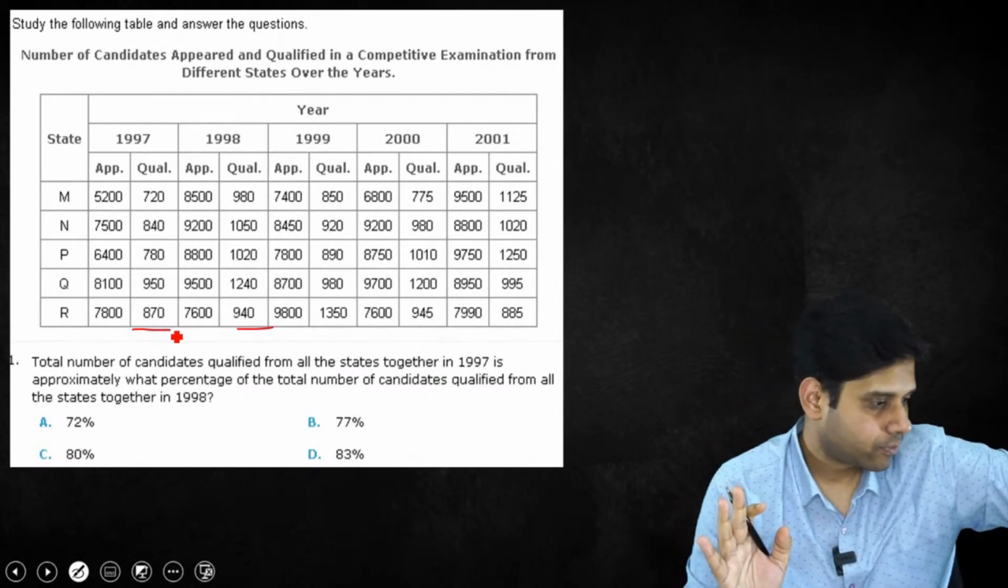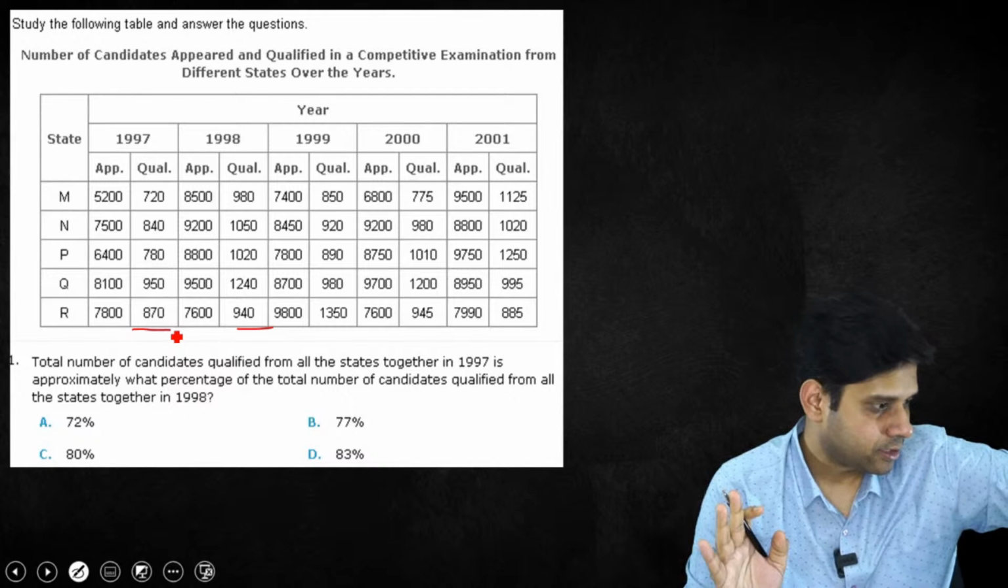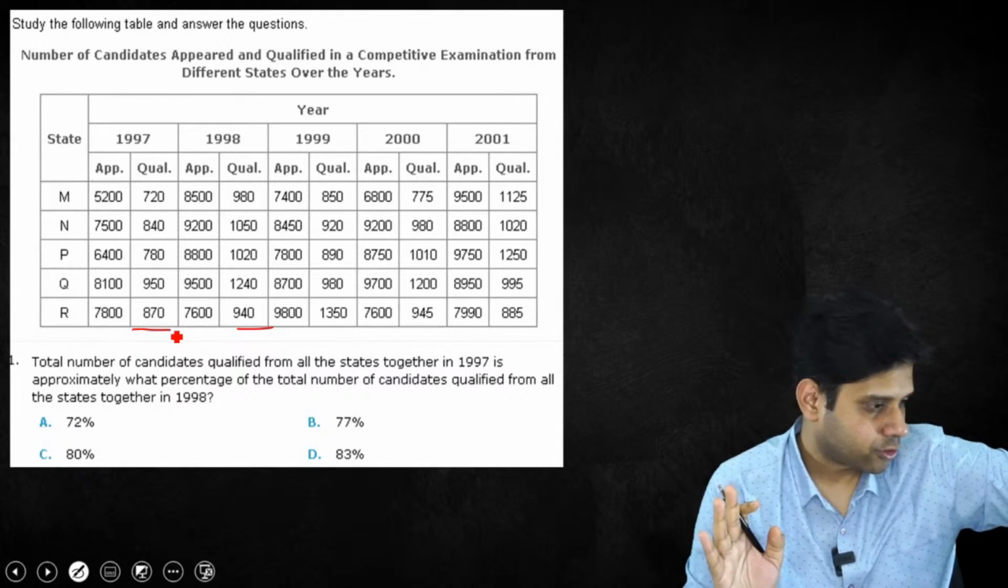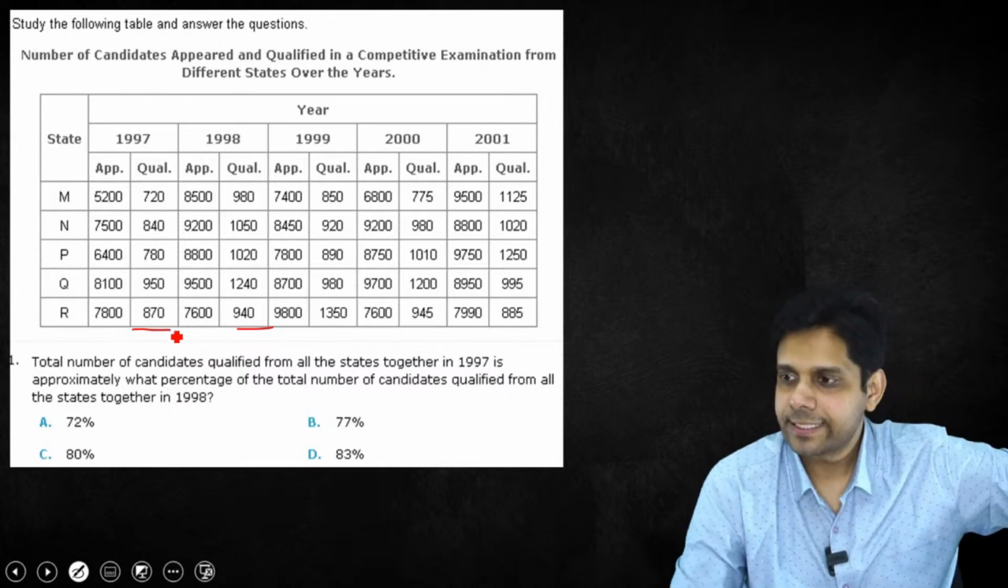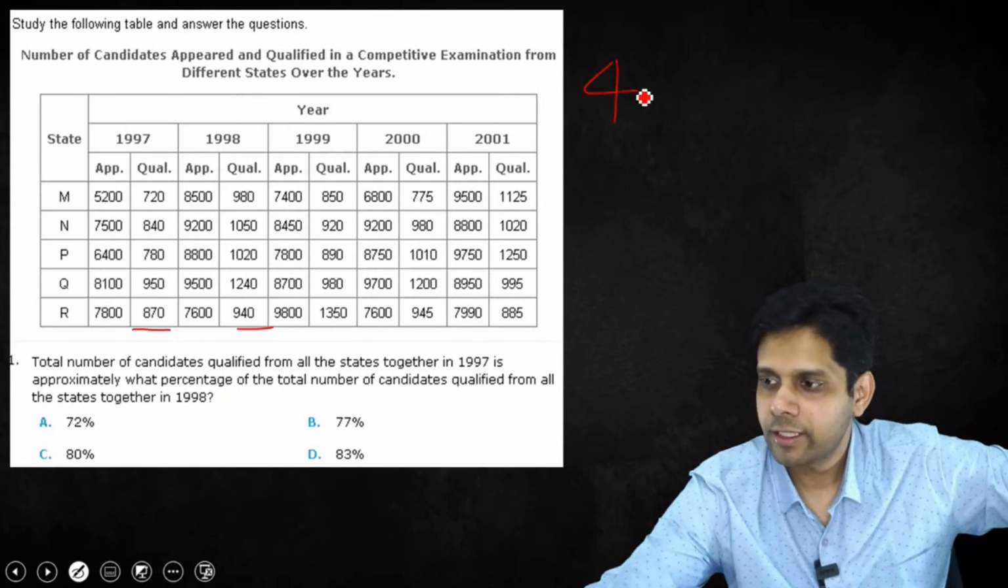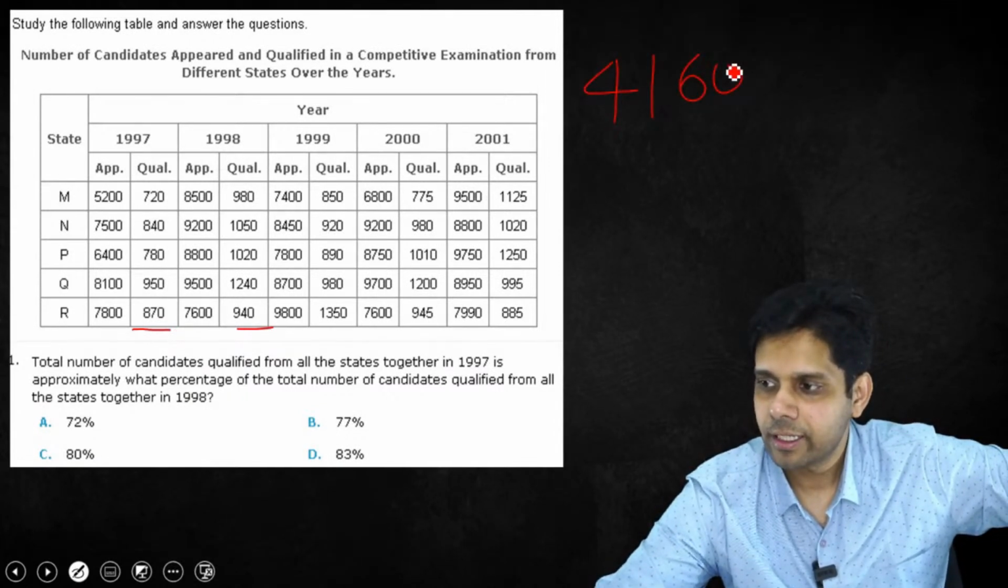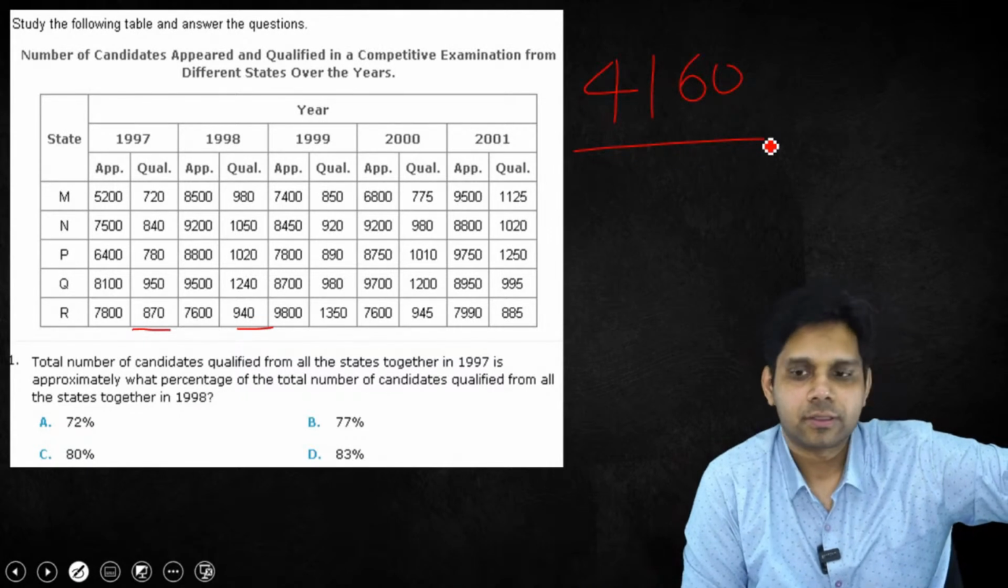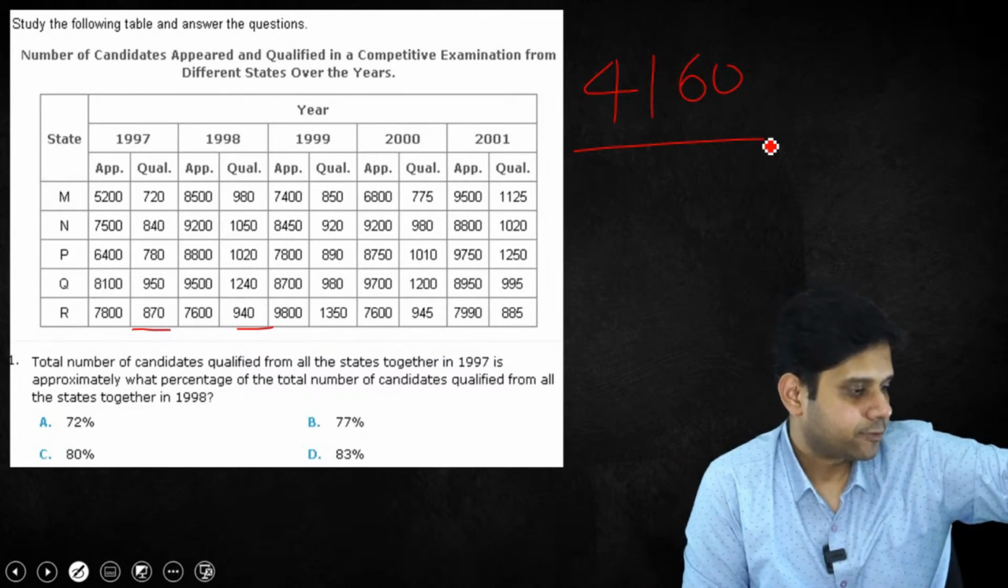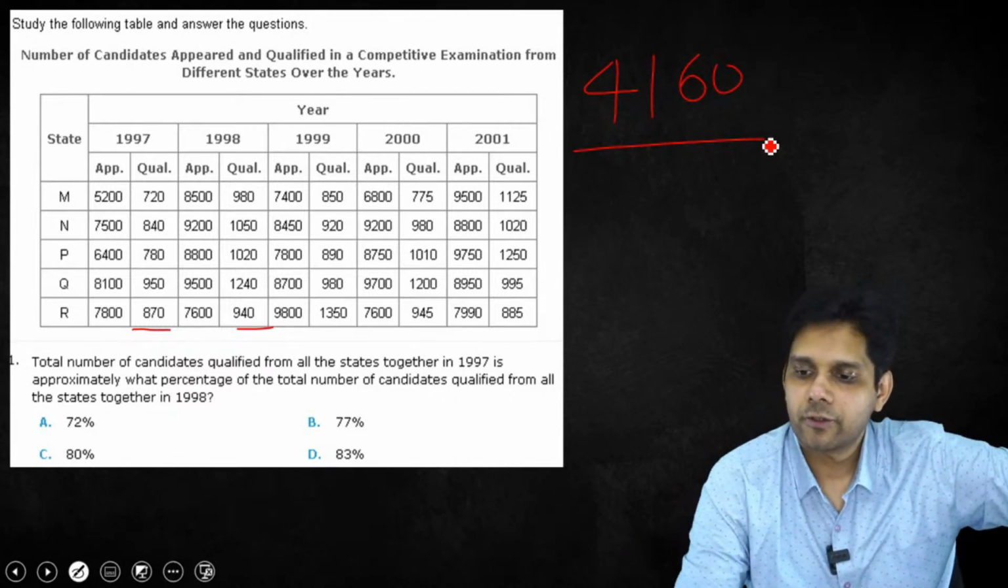Okay. Screen is not clearly visible. Okay. I hope it should be. Okay. 4160. Is it right? What Monica wrote is right? For 4160. Everybody? Correct? Is Monica right? Yes. 4160. Okay. Now tell me, what is the total of 1998?